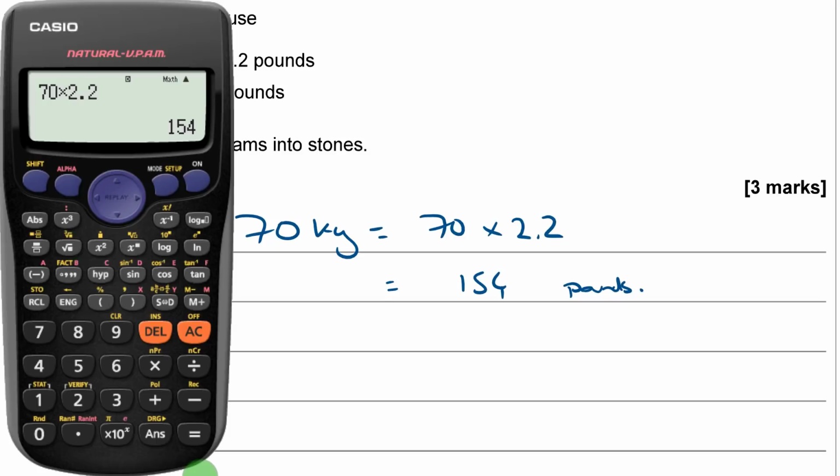Okay, now 1 stone is 14 pounds. So if I want to convert this into stones, I'm going to have to divide it by 14. So what's that then? Again, reach for the calculator, divide by 14. That's 11. So that's 11 stones.